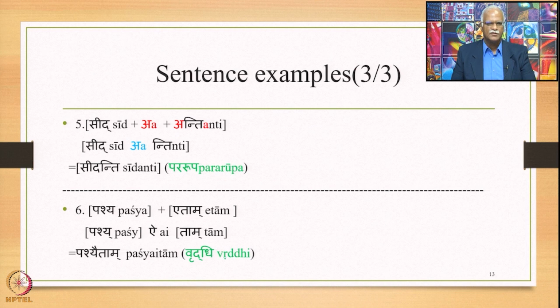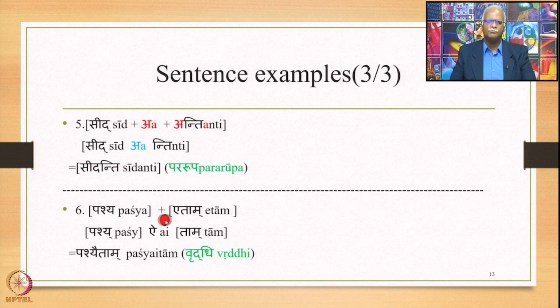Then we have sidanti mama gatrani. So we have sid plus a plus anti, and here we have a followed by another a. They are within a pada, and so atogune applies and pararupa sandhi takes place. So this a comes over here as the substitute, and we get the form sidanti. This is the example of pararupa sandhi.